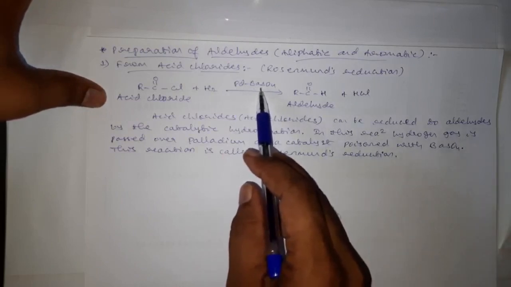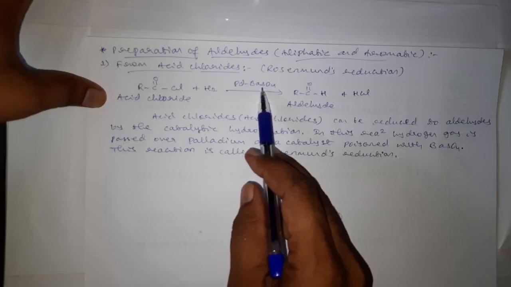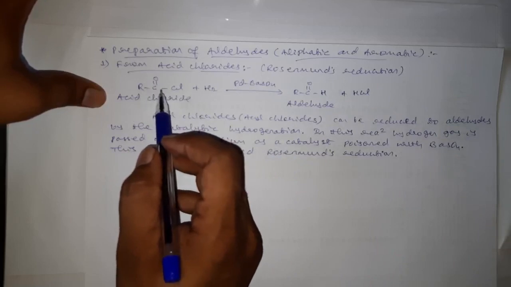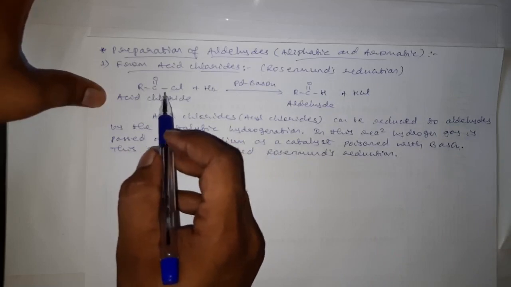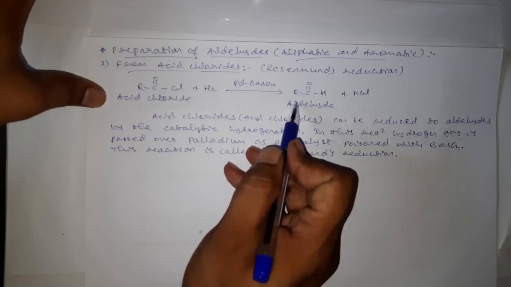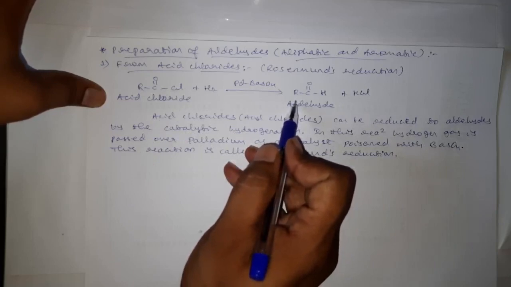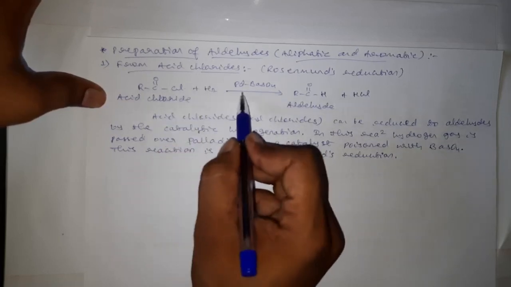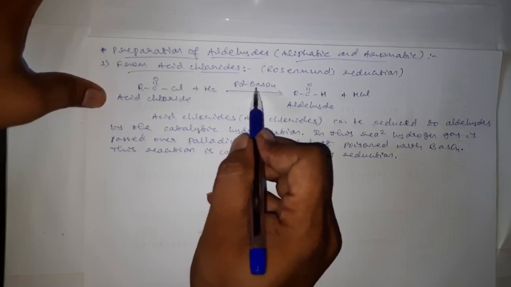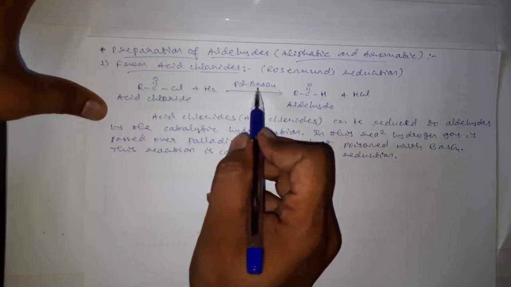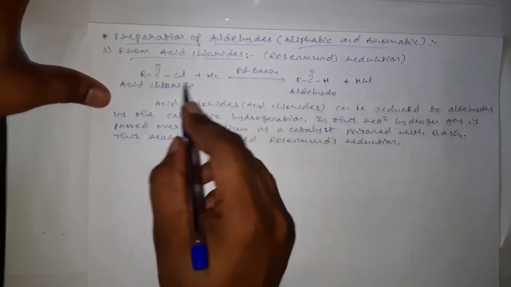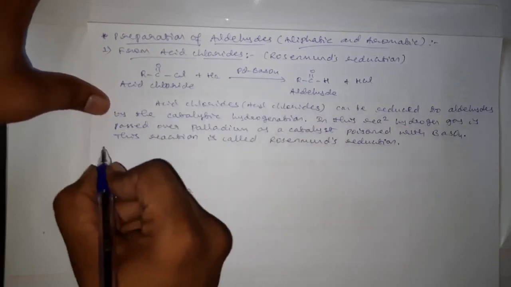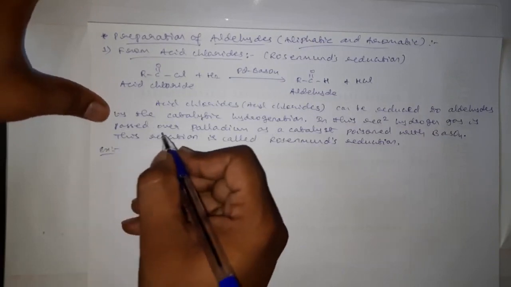Why are we using the barium sulfate here? Only to avoid the complete reduction of this acid chloride. If complete reduction of acid chloride takes place, then instead of aldehyde we will get an alcohol. Therefore, to perform a partial reduction of acid chloride, here we are using palladium which is poisoned with barium sulfate. Then this is the general conversion of acid chloride into aldehyde, and here we can take some examples for this one.